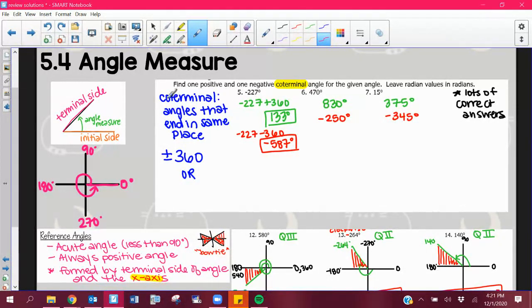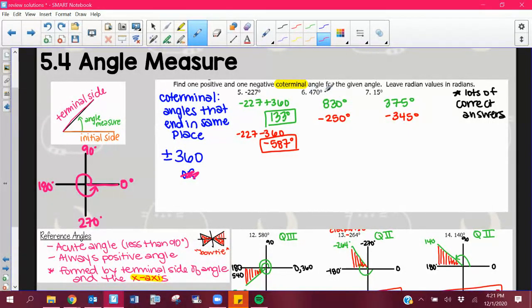So again, this gives you the definition of coterminal. It's just angles that end in the same place. And the easiest way to find that is to either add or subtract 360 degrees. So when they say find a positive coterminal angle or a negative coterminal angle, that's just telling you what direction should I go. So for this first one, in order to find a positive coterminal angle, I could just add 360 degrees and that would get me to a positive value.